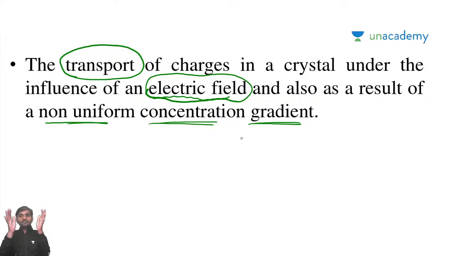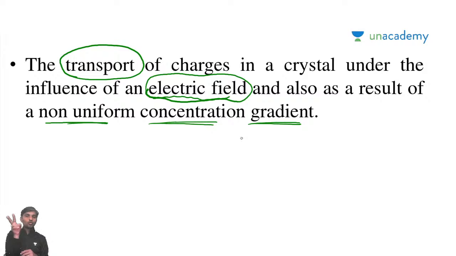Let's say you have 10 benches and 40 students in the classroom. In the first 5 rows all the 40 students are sitting. Then what happens, sir? Slowly, few people will go to the empty benches, yes or no? That is nothing but a non-uniform concentration. That is called concentration gradient.